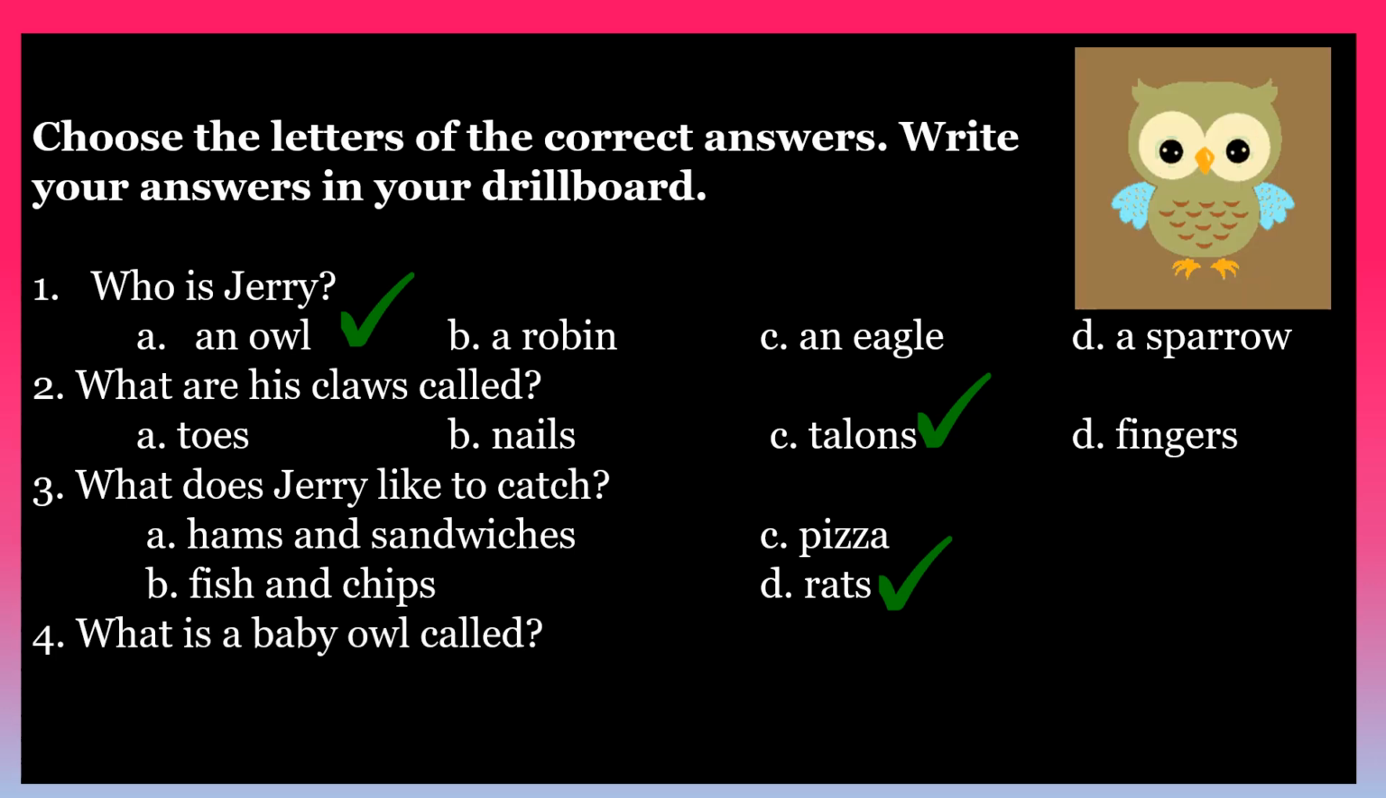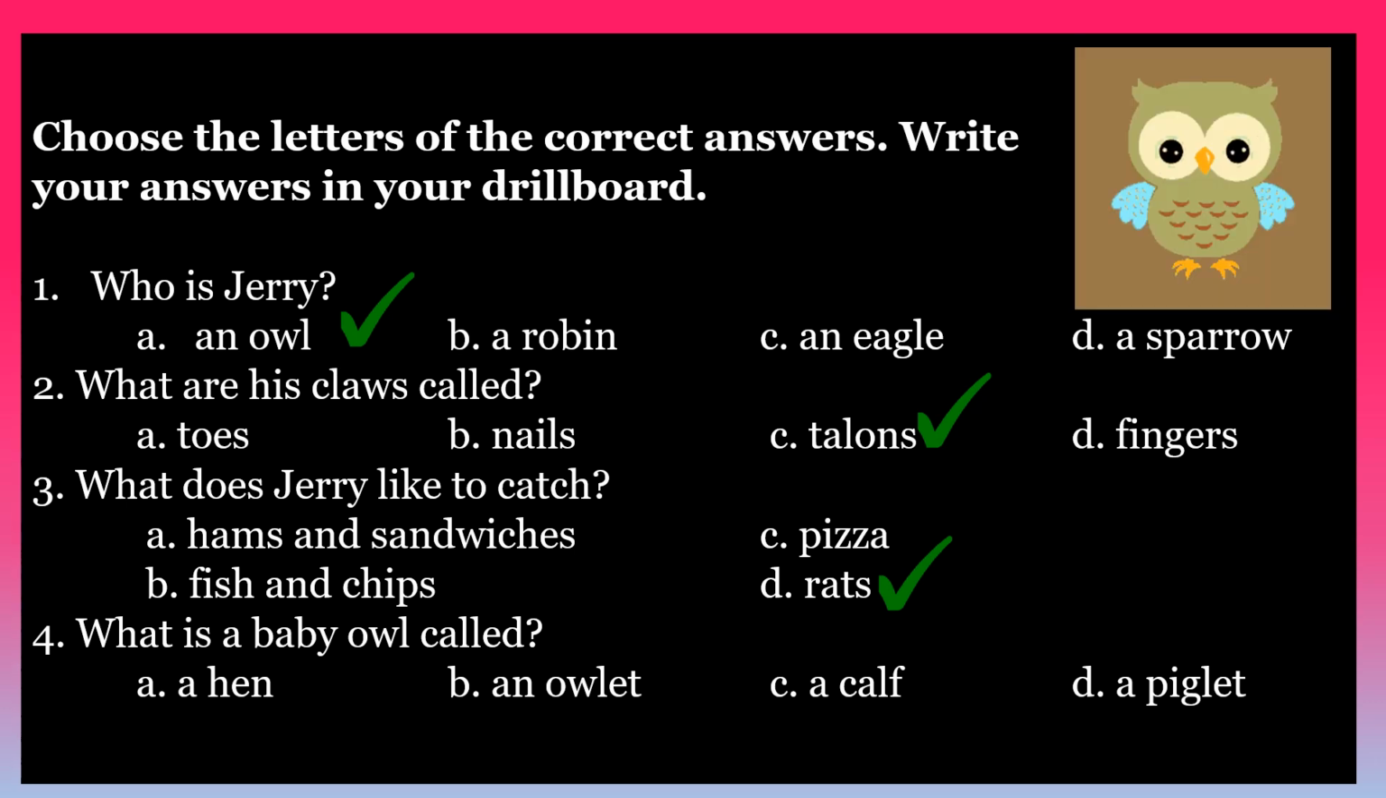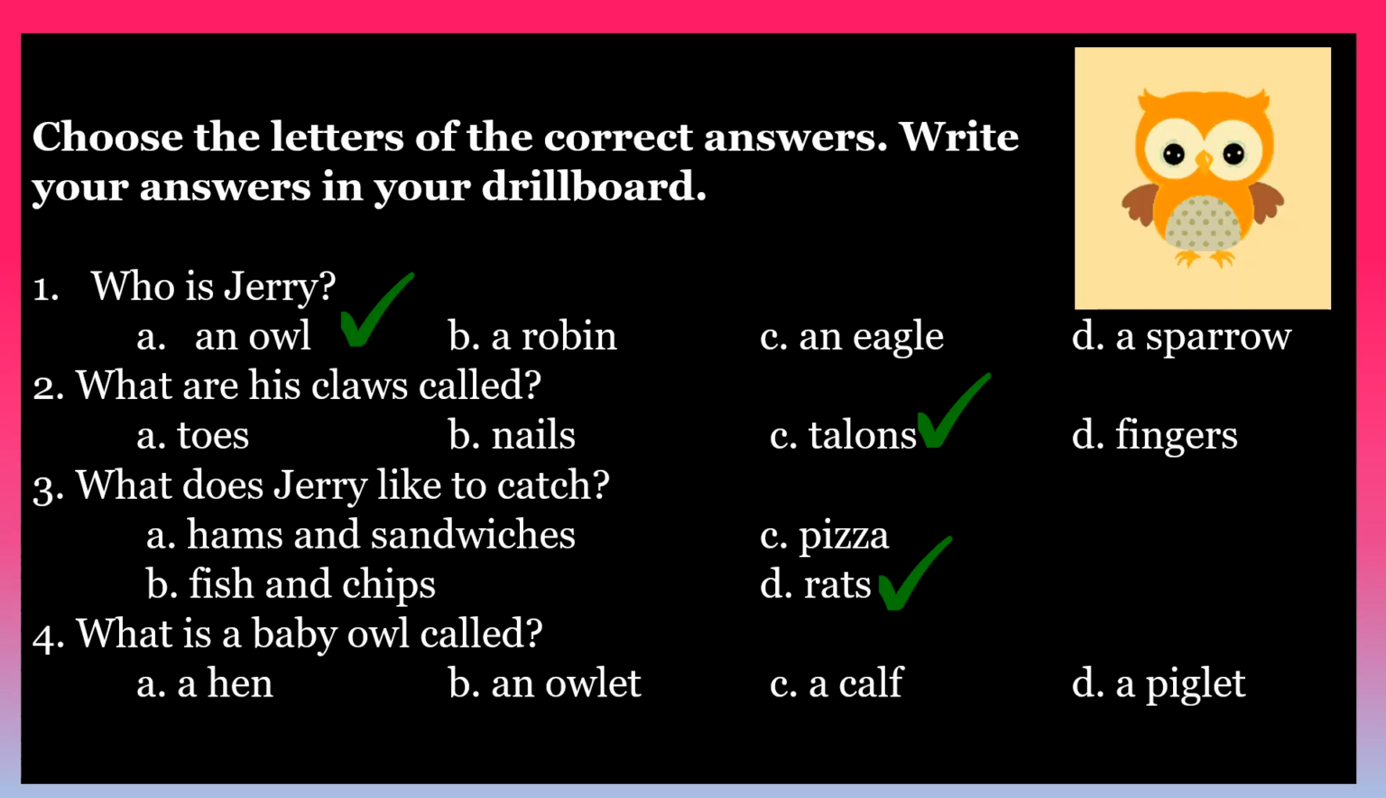Number 4. What is a baby owl called? A. A hen. B. An owlet. C. A calf. D. A piglet. The answer is letter B. Wow, you are doing well, kids.